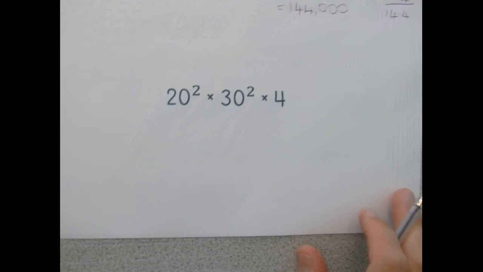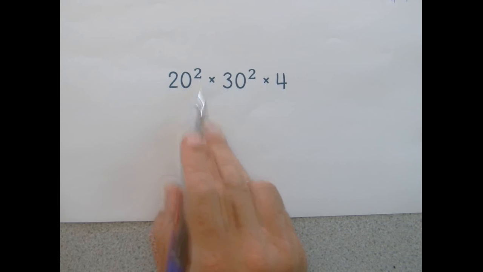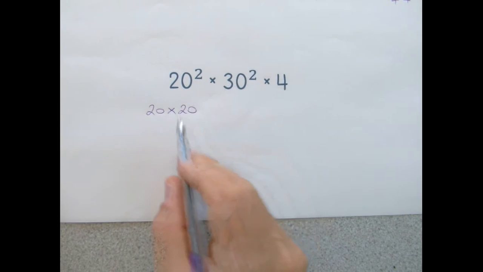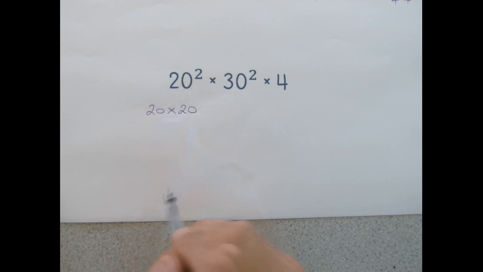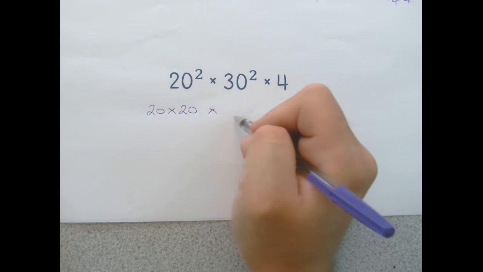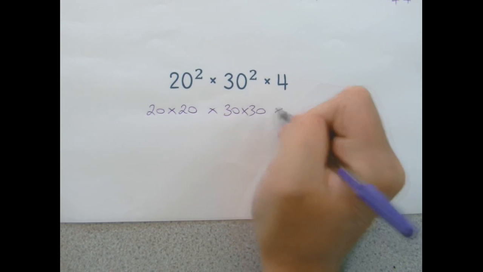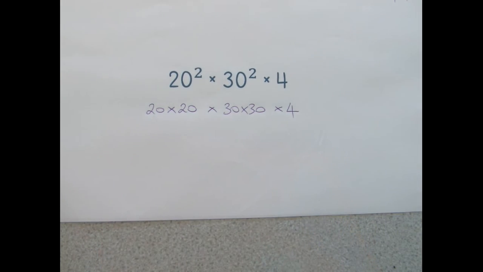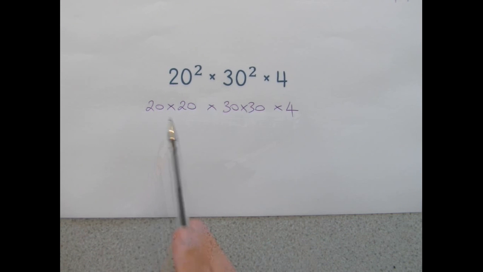Okay, the last one doesn't look very nice, but actually, here, this just means square. So this just means 20 times 20. That's what 20 squared means, that little power 2 there, times the number by itself. We're going to multiply that. 30 squared, well, that just means 30 times 30. And then we're going to times this by 4 at the end. So quite a large calculation here, but let's just take our time.